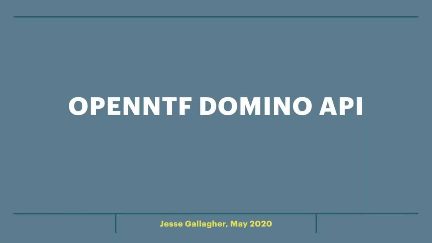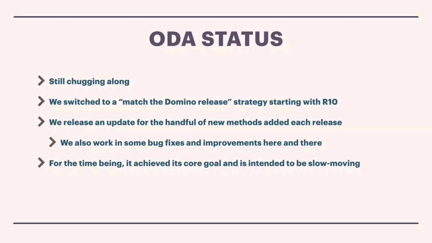And I'll finish up with a quick update on the OpenNTF Domino API. This will consist of one slide. Basically, it's still chugging along. A couple releases ago, in R10, we switched to a match-the-Domino-release strategy. So previously we had named them like 3.1 and 4.4. And we ended up saying, okay, well, it makes more sense to just match, because we personally were never sure, did 4.4 mean 901 FP10 or what? We just said, okay, we'll match the version of Domino, especially now that there are new versions of Domino. It makes a lot more sense.